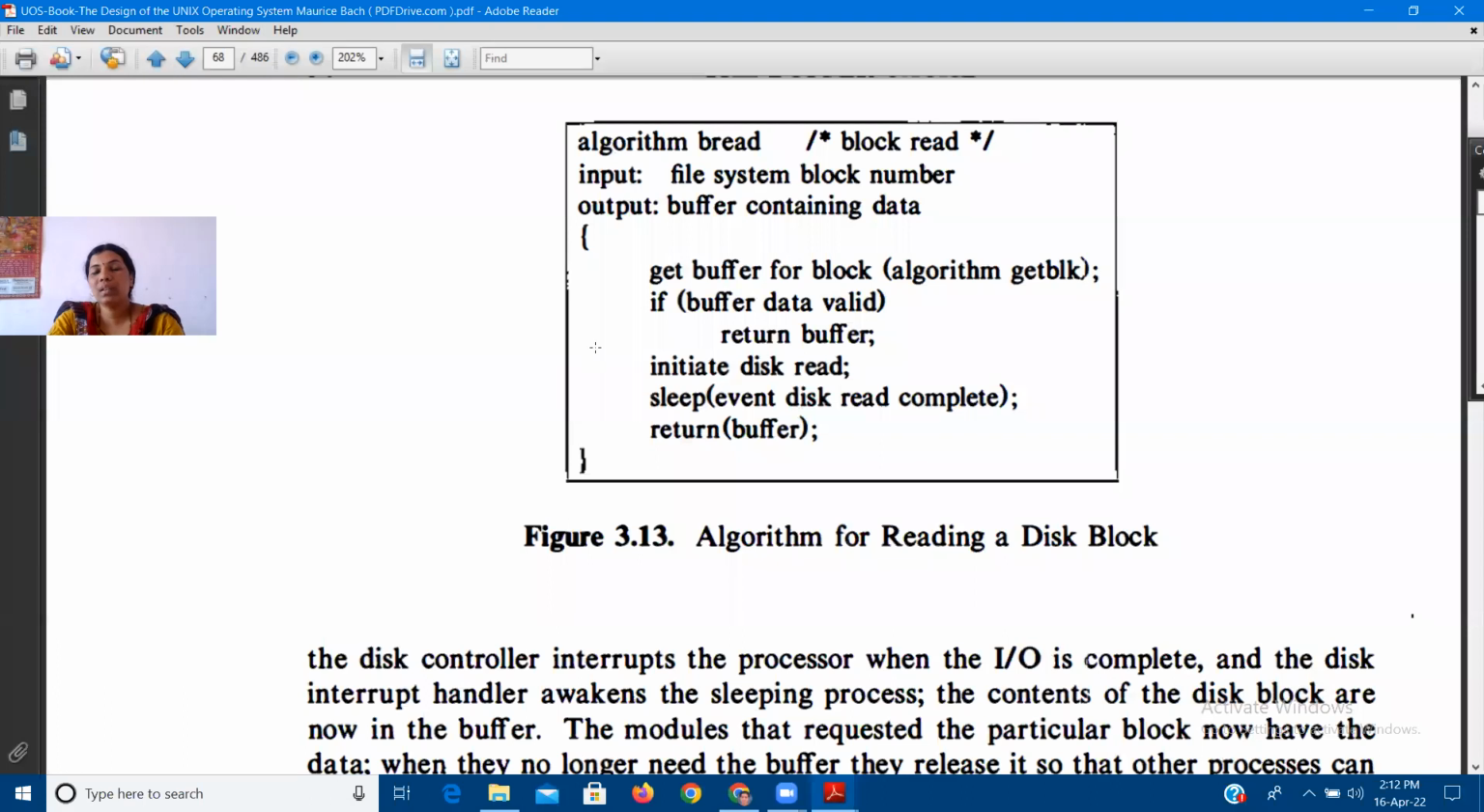So when to use this algorithm? When my file size is equivalent to one block. फाईलची साईज जर एकच ब्लॉक असेल तर त्या केस मध्ये आपण bwrite algorithm वापरतो. So hope everybody has noted it down.